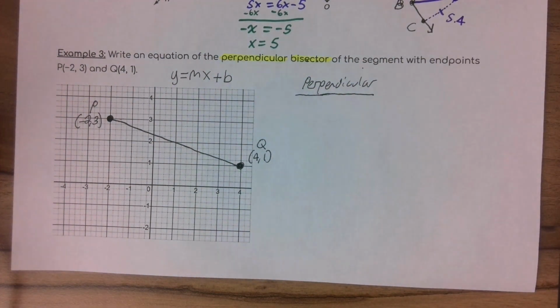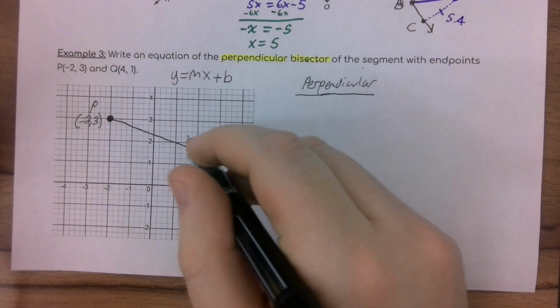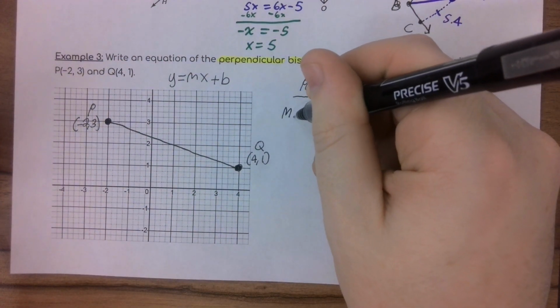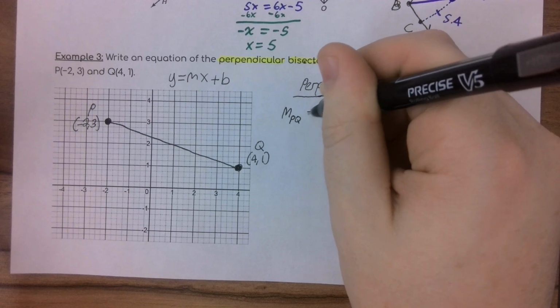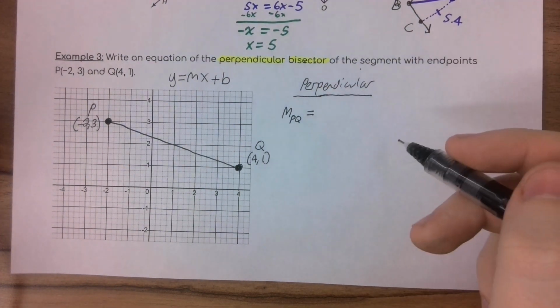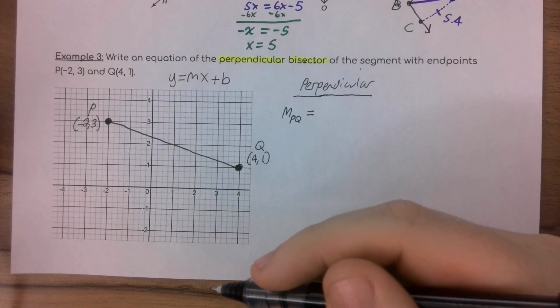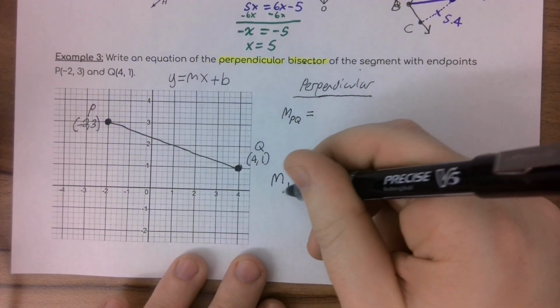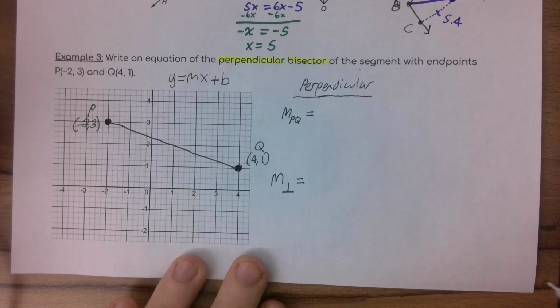Well, what do we know about perpendicular lines? We know that their slopes are opposite reciprocals. So, if we can find the slope of PQ, make it negative, and flip it, we will have the slope of our perpendicular bisector.